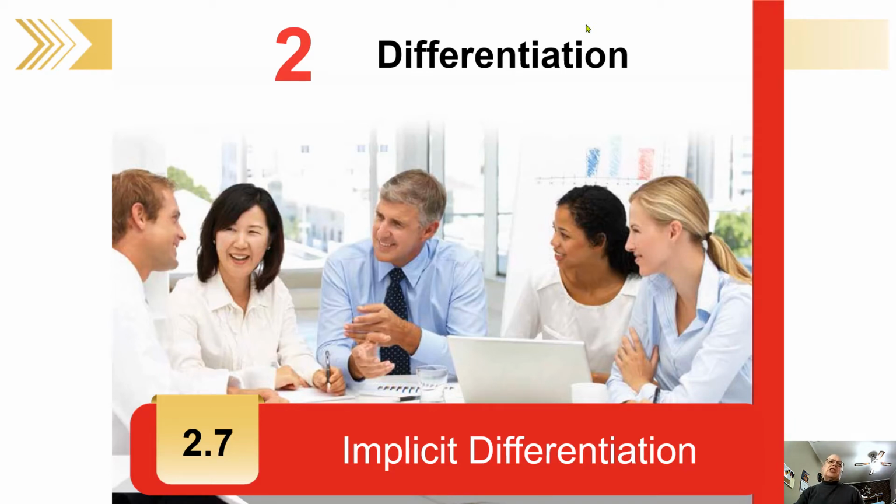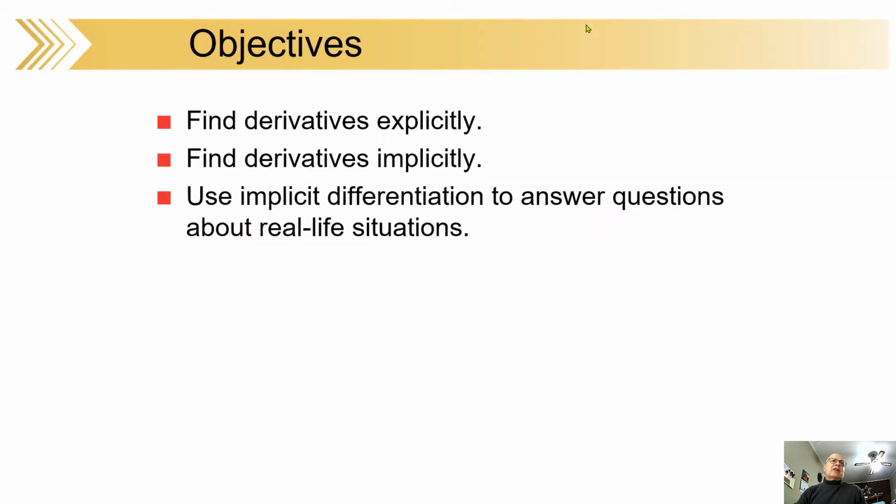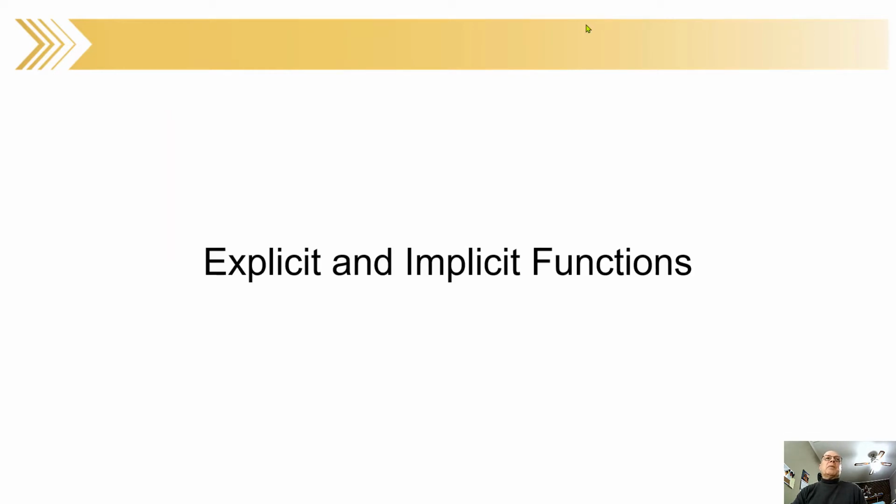Okay, implicit differentiation in your book, that's section 2.7, as you can see. We're going to do three things that makes it look a little bit simpler than it is. The first part you've actually been doing up to this point once you got into chapter 2, finding derivatives explicitly. And we'll get into what that means, and then we'll get into finding derivatives implicitly, because sometimes you can't do it explicitly. And then we'll look at a real-life situation and see how implicit differentiation can help you.